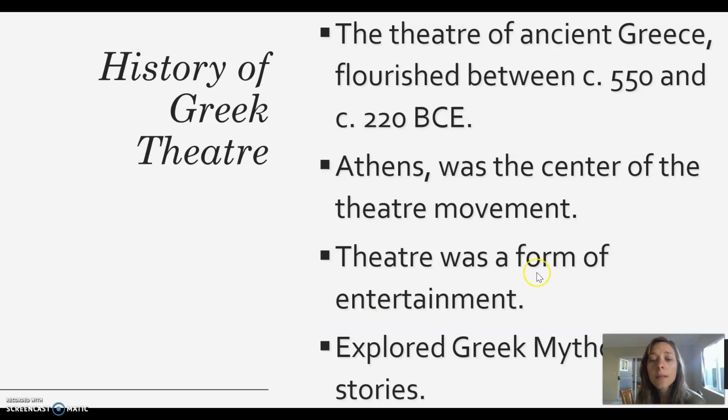So this is a little bit about the history. You can have a quick read through that. I'm not going to read it out to you because I can't talk properly. But basically it was started in ancient Greece as a form of entertainment, and it was to celebrate the gods. Okay. Don't have to worry about writing this one down.